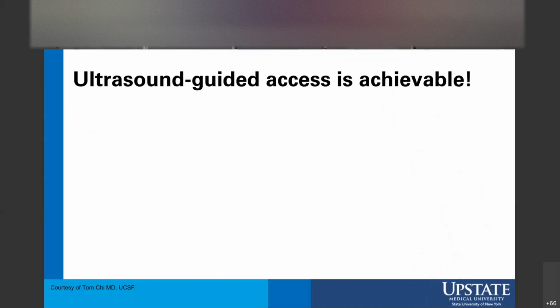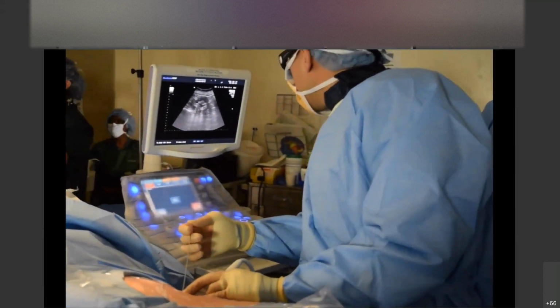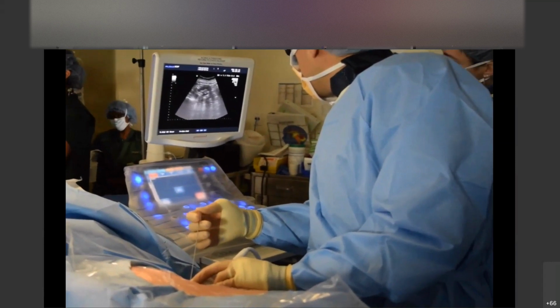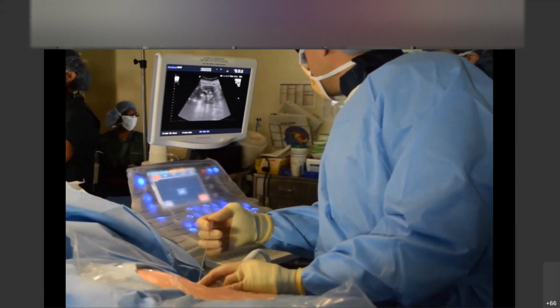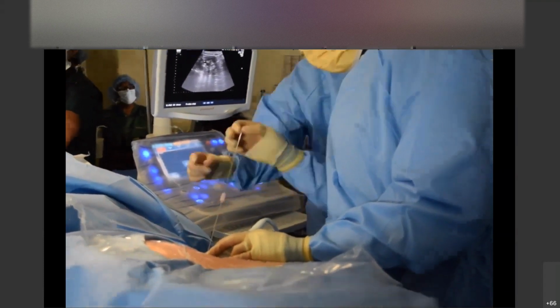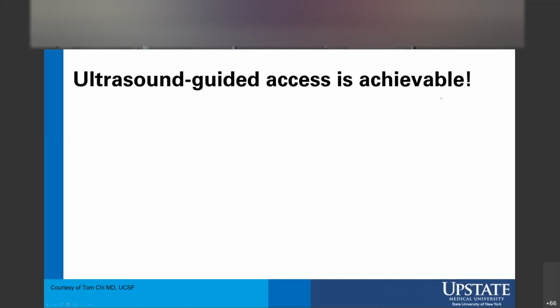So the next thing we should talk about is that ultrasound-guided access is achievable. The learning curve is reasonable, and I think in many ways it's preferable to fluoroscopic guided access for some things we'll talk about. So here we'll see how easy this is. This is Dr. Chi looking at the ultrasound and the needle. You can see the needle going into the upper pole there on the top of the screen. He's in. He's going to withdraw his stylet. He has return of urine. And that's all there is to it. So if you get the learning curve down, it's quite a nice procedure.